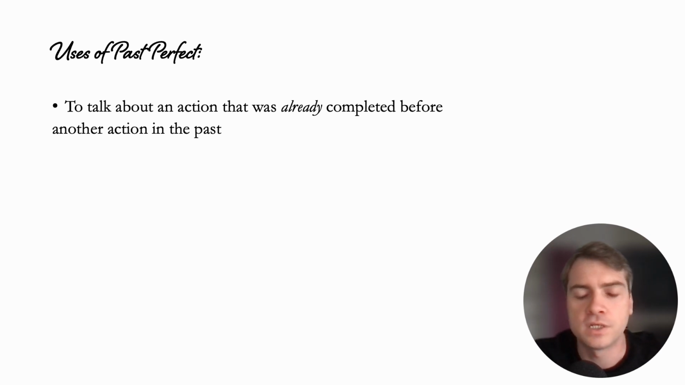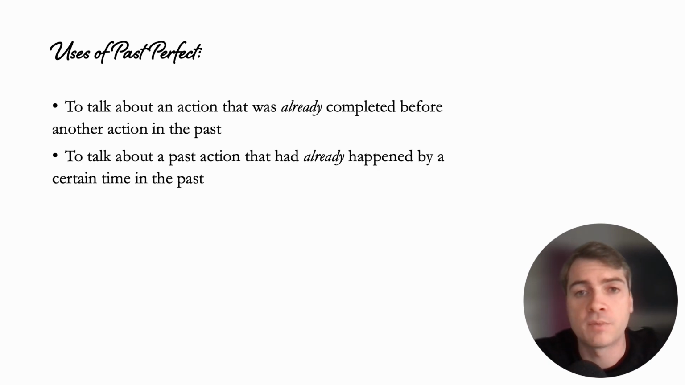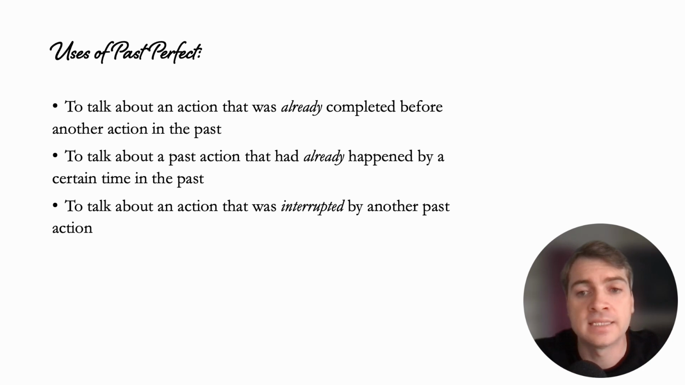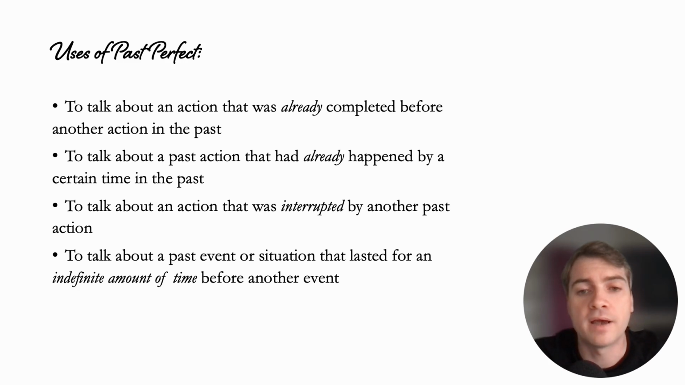All right, the uses of the past perfect. First, we'll use it to talk about an action that was already completed before another action in the past. Second, we'll use it to talk about a past action that had already happened by a certain time in the past. Next, to talk about an action that was interrupted by another past action. And finally, to talk about a past event or situation that lasted for an indefinite amount of time before another event. Indefinite means we don't know exactly the time, but it happened for a certain amount of time. We're just not specific about how long that time was.